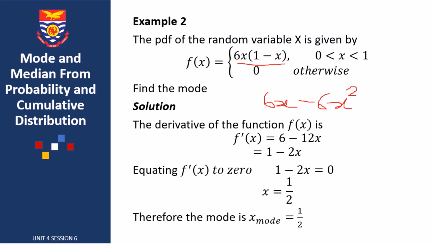6 being common to both terms, we can divide through by 6. I will have 1 minus 2x here. Now that's the derivative, so we equate this to 0. We have 1 minus 2x equal to 0, and we have x equal to 1/2. Hence the mode of the distribution is 1/2. Very simple, right? Good.